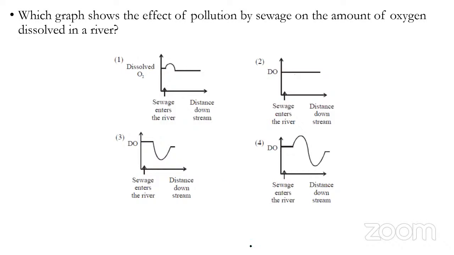I can see only one, not even one. Fine. Which graph shows the effect of pollution by sewage on the amount of oxygen dissolved in river?